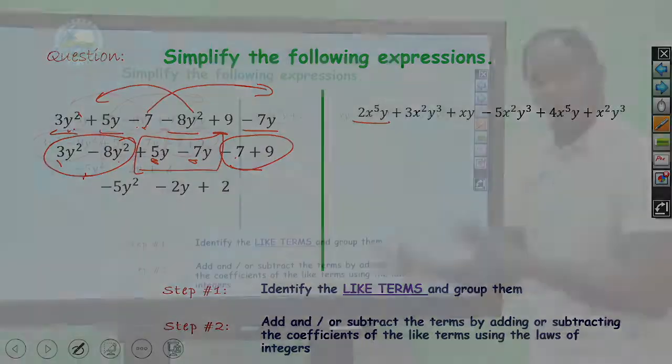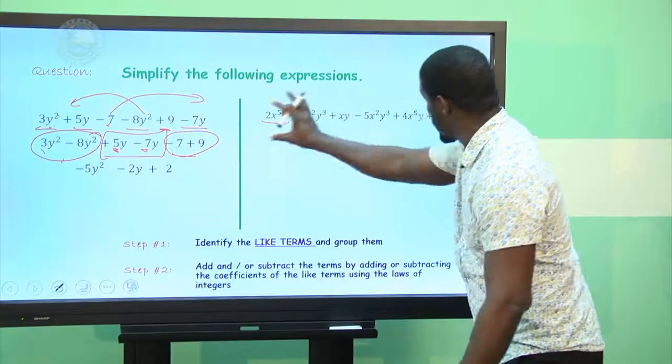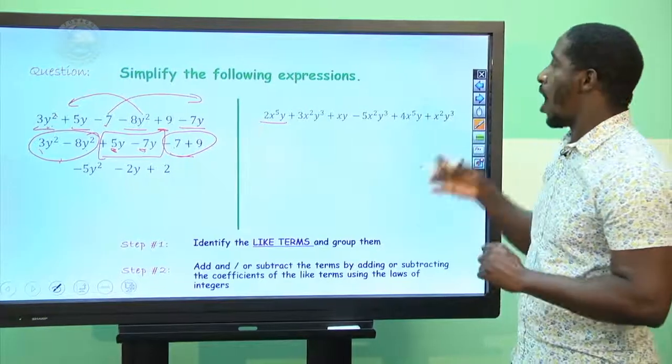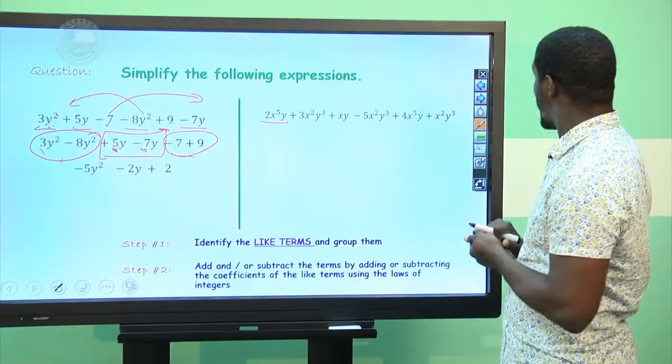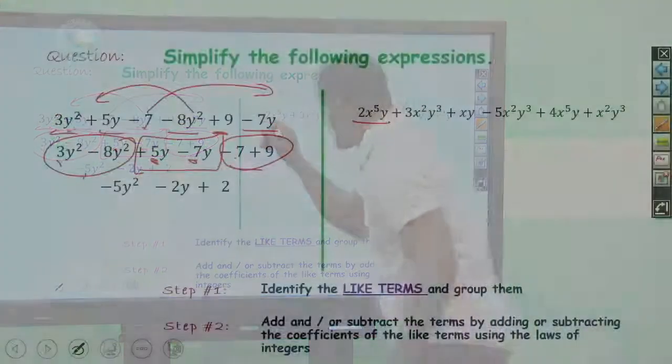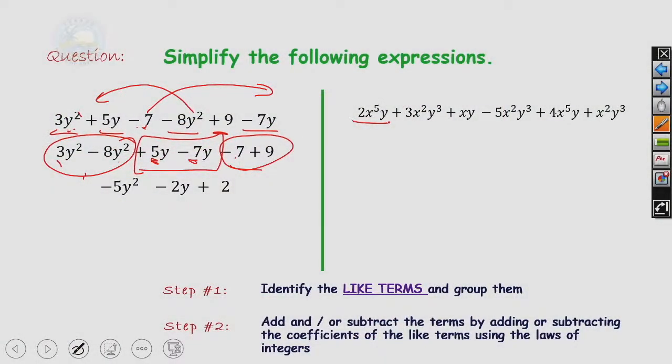Our first step when we are doing addition and or subtraction of our algebraic terms is to identify the like terms. What are our like terms here? This first term is 2x raised to the power 5 y. So this here is a term in x fifth y. A like term is going to be any other term that is in x fifth y. Let's scan along and see. Any term in x fifth y? Here is one. This is another term in x fifth y.